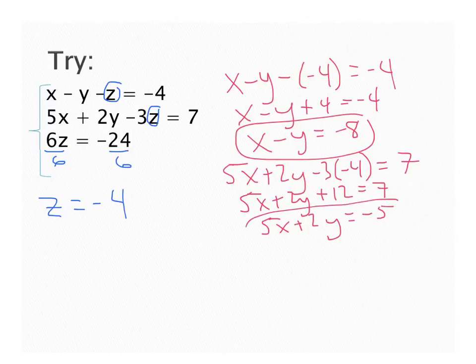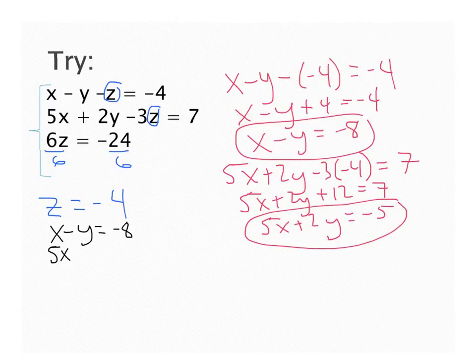Now I have these 2 equations that I've circled. This is my new system. X minus y equals negative 8. And I have 5x plus 2y equals negative 5. So this is my new system. We can handle this very easily. I'm going to solve this first one here for x. And I'm going to plug that back in using substitution.